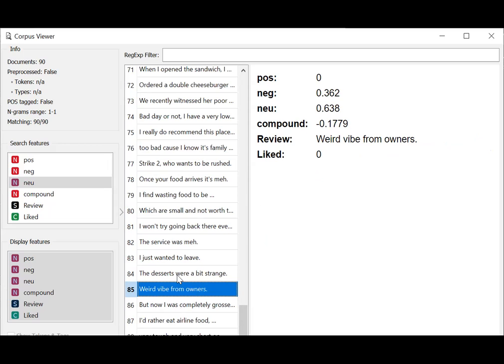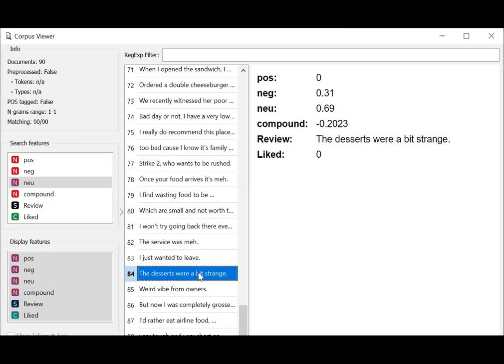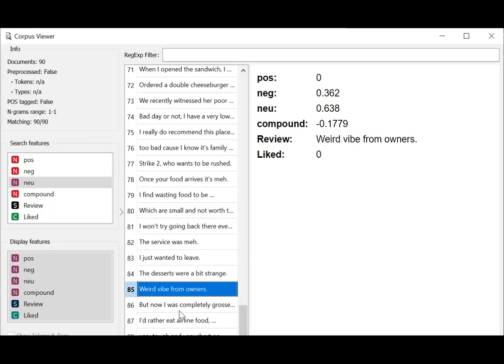I can understand, like for this comment, it doesn't have any negative adjective. That is the reason it was neutral in here. Or the desserts were a bit strange, so it still has some neutral in here. For the comment about the vibe from owners, it is neutral, but actually these comments are negative.